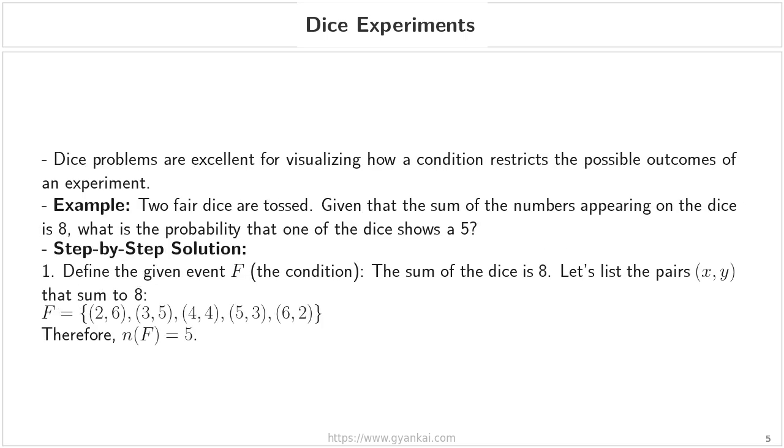Step 1, we need to define our given event, which we will call event F. This is our condition. Since we know the sum must be 8, we shouldn't look at all 36 possible outcomes of 2 dice. Instead, we only list the pairs where the numbers add up to 8. These pairs are 2 and 6, 3 and 5, 4 and 4, 5 and 3, and 6 and 2. If we count these up, we see that the number of outcomes in event F, denoted as N of F, is equal to 5. This is our new, reduced sample space.